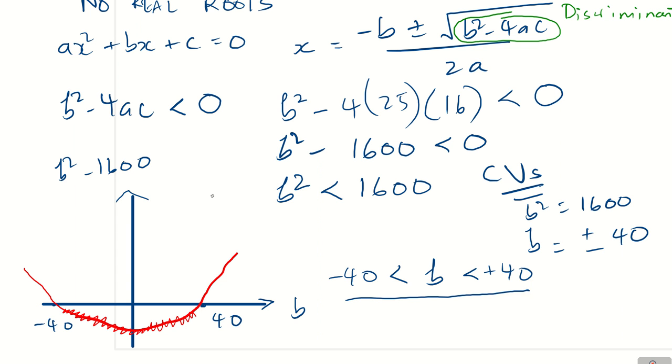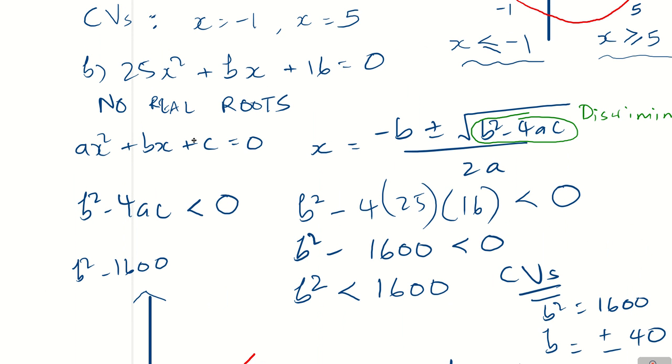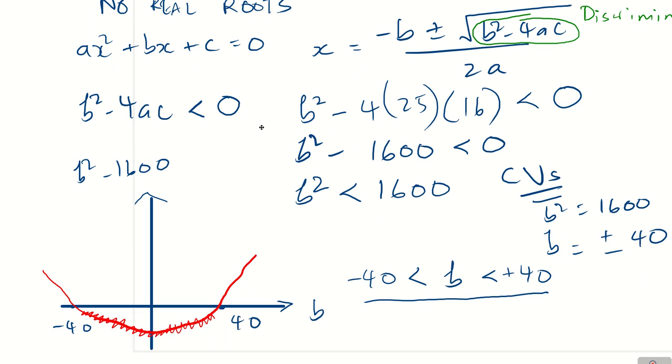Notice that we don't want it to be equal to minus 40 or plus 40. If it were equal to minus 40 or plus 40, in those two cases there would be exactly one real root. The graph of our quadratic, 25x squared plus bx plus 16, would be just resting on the x-axis, but we want it to have no real roots. We want it to be hovering above the x-axis, and for that to happen, b has got to be between, but not including, minus 40 and plus 40.